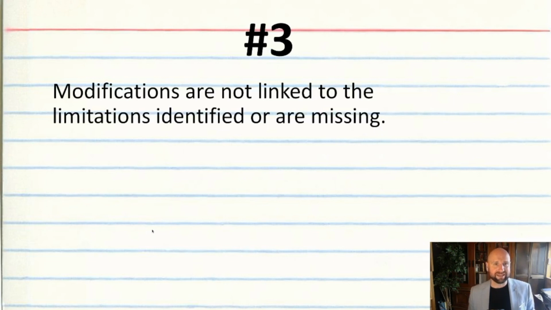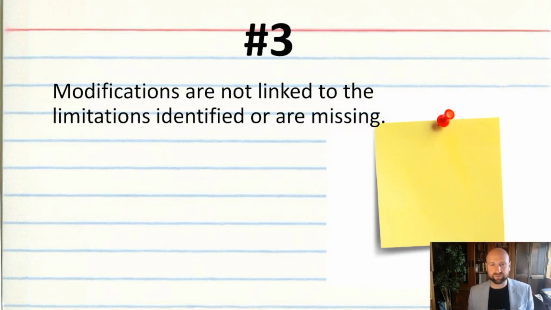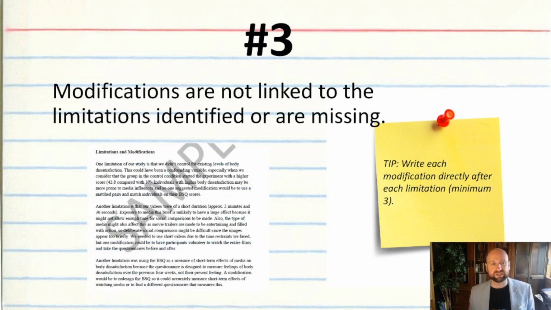Number 3 mistake made in the evaluations is that the modifications are not linked to the limitations, or sometimes students don't even suggest modifications. And so here's what I would suggest to avoid that. A good way to do it is write each modification directly after each limitation. Now you need a minimum of 3 limitations, because again you have to evaluate the design, the sample, and the procedures. And so here we can see I've taken this one from my example IA, which is in the internal assessment teacher support pack, which I've linked in the description.